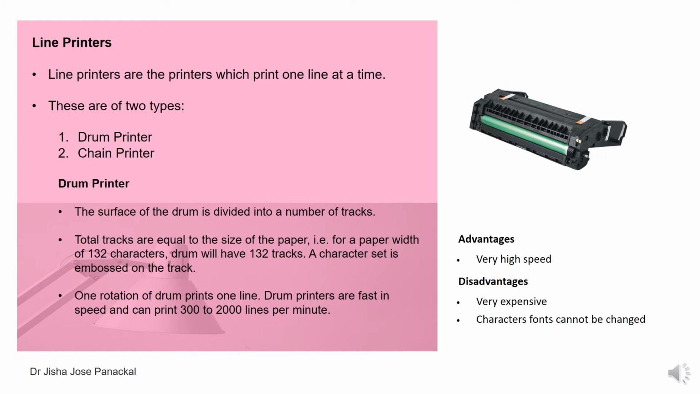Drum printer is named by the shape of the print head. The surface of the drum is divided into a number of tracks. Total tracks are equal to the size of the paper. That is, for a paper width of 132 characters, drum will have 132 tracks. A character set is embossed on the track. One rotation of drum prints one line. Drum printers are fast in speed and can print 300 to 2000 lines per minute.